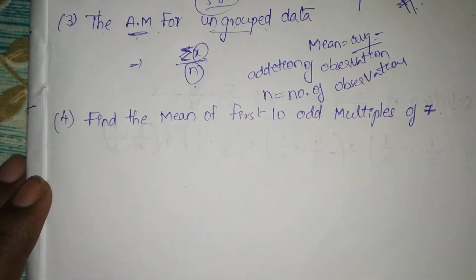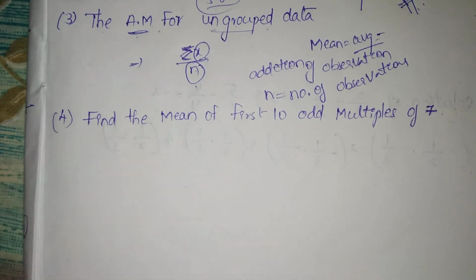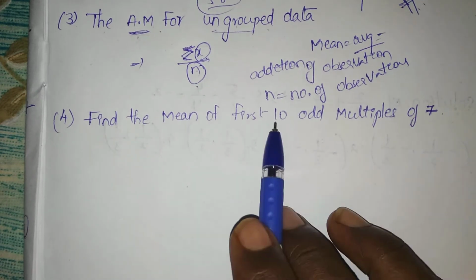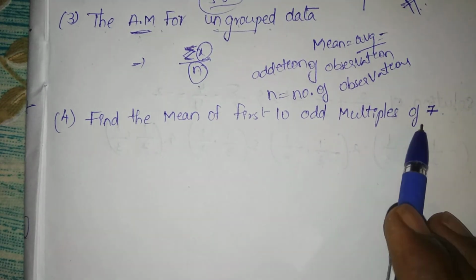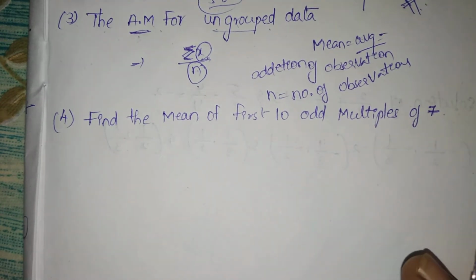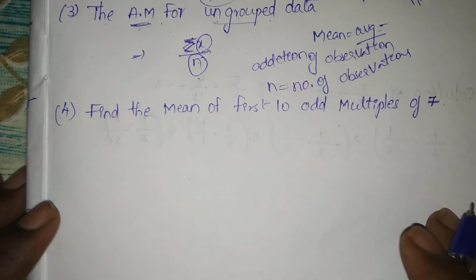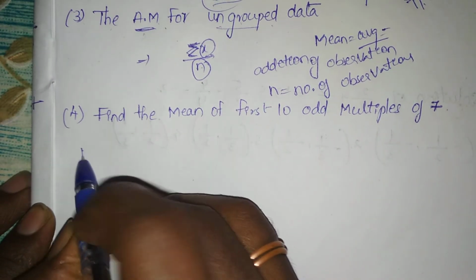Just enough. Question number 4: find the mean of the first odd multiples of 7. Here we need to know some steps to do, that is number 1.